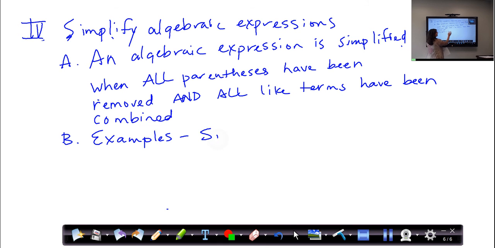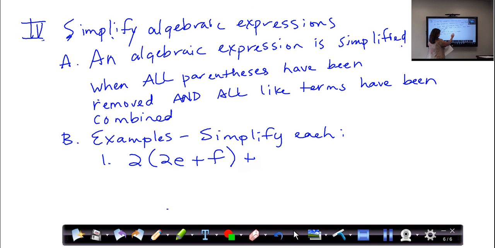And we are going to simplify each of these. And let's start with this one. 2 parentheses, 2e plus f, plus 3f plus 1. Now remember, I have to make sure that all parentheses have been removed. I have to make sure that all like terms have been combined. So first I've got to get rid of the parentheses.